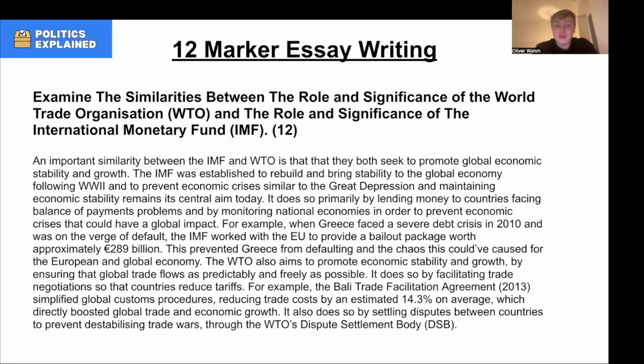We're then comparing it with the other institution. The WTO also aims to promote economic stability and growth, so explaining how it's similar, by ensuring that global trade flows as predictably and freely as possible. It does so by facilitating trade negotiations so that countries reduce tariffs. For example, the Bali Trade Facilitation Agreement simplified global customs procedures, reducing trade costs by an estimated 14.3% on average.